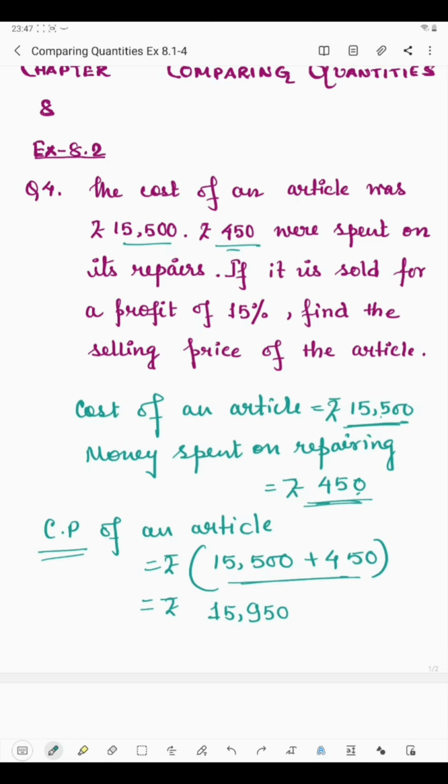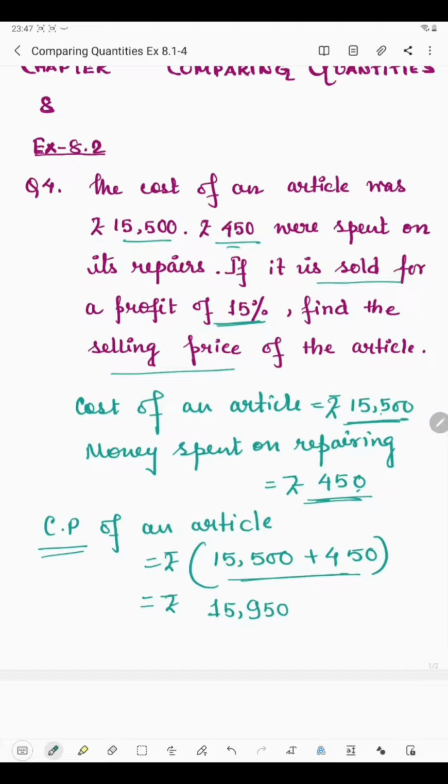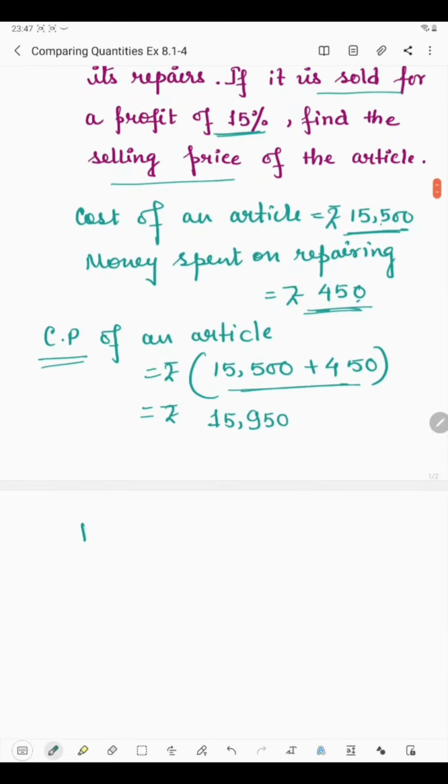Now it is said that if it is sold for a profit of 15%, find the selling price of the article. Selling price means the price at which you sell the item. Now, before finding selling price, we need to find the profit. Here profit percentage is given. We don't know the profit, so we will have to find the profit at first.